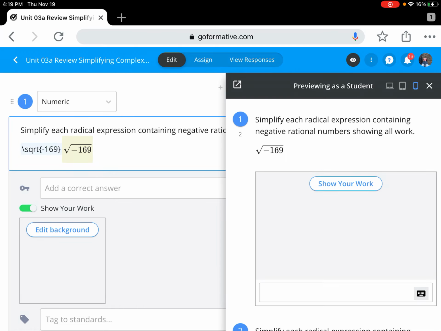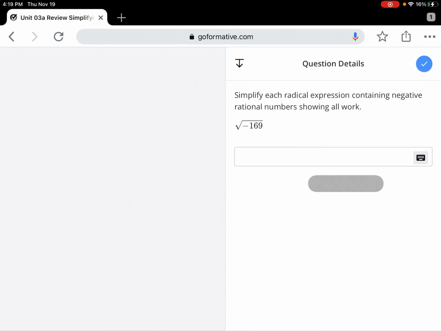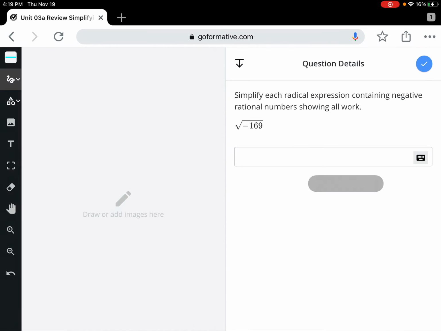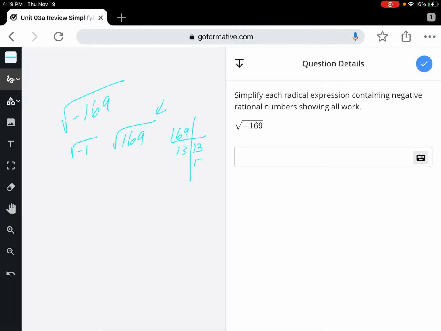Okay, so just complex numbers, simplifying complex numbers. We're going to start with the radical negative 169. That's the square root of negative 1 times the square root of 169. Now, if you put this in your calculator, 169 is just 13 times 13. The square root of negative 1 is i, and the square root of 169 simplifies to 13. So my answer is 13i.